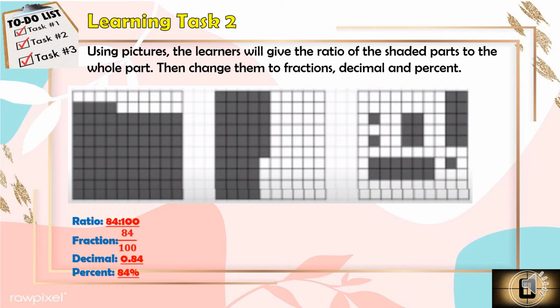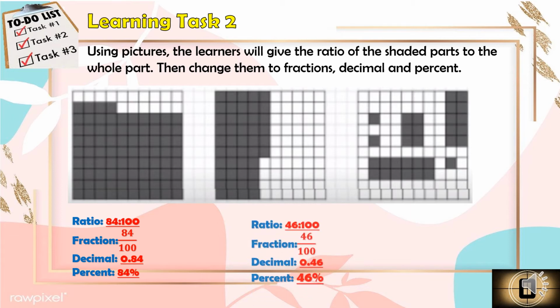Okay, so for the ratio, that is 84 is to 100. And for fraction, that is 84 over 100. And for decimal, that is 84 hundredths. And for percent, that is 84%.